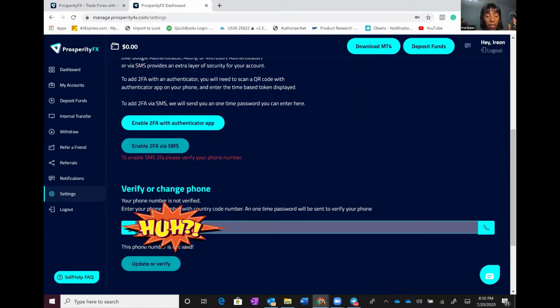Hi family, we are about to set up MetaTrader4 using a Prosperity brokerage account.